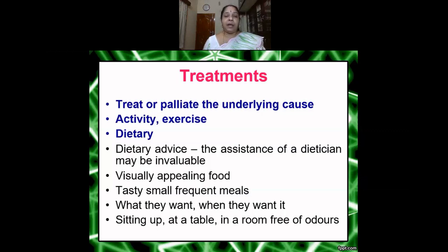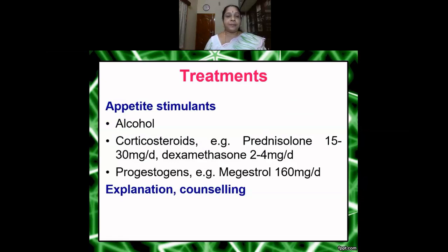So whatever type of food they like, such kind of foods can be given, and they can be made to sit at a table and encouraged to eat with the other members in a room which is free of odors. Usually when we eat in a hospital setting, we know the smell of the medicines and whatever cleansers they use; all these give a peculiar smell in that setting. So the smell of the room could be modified so that it is free of odors. And appetite stimulants can be given.